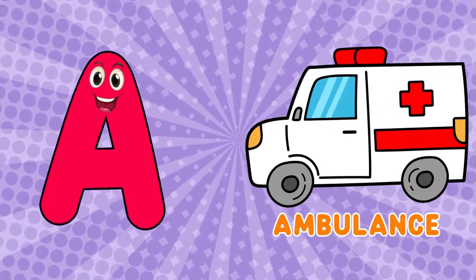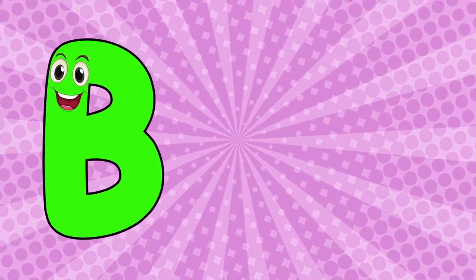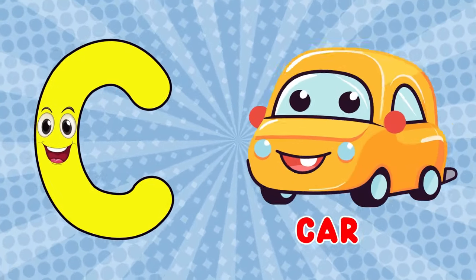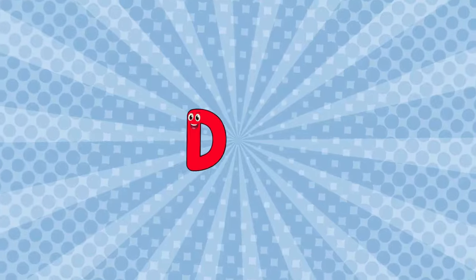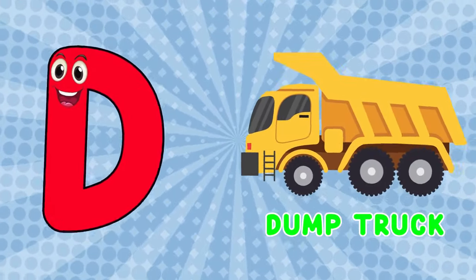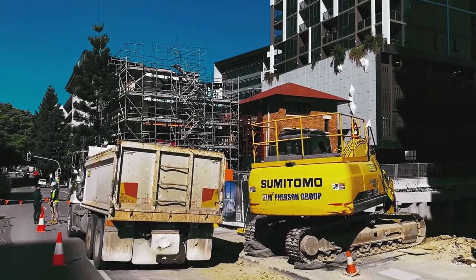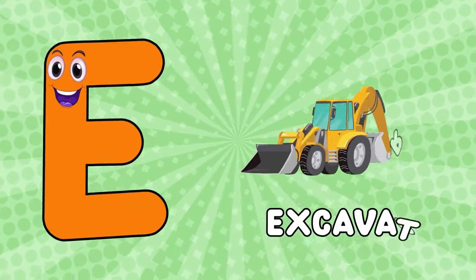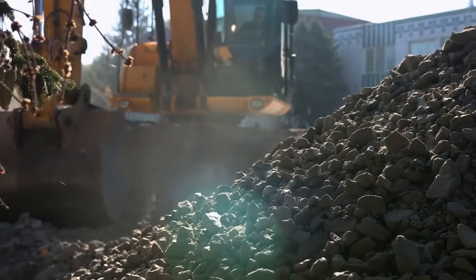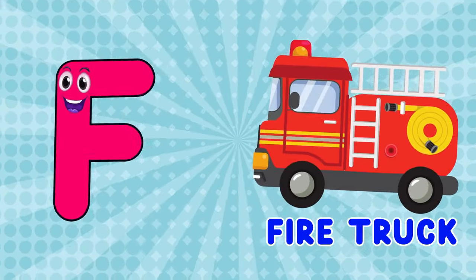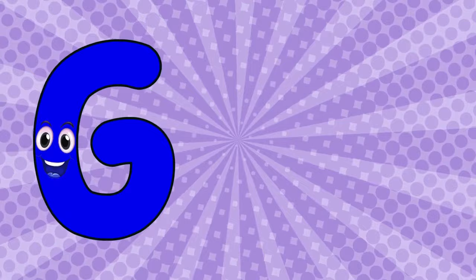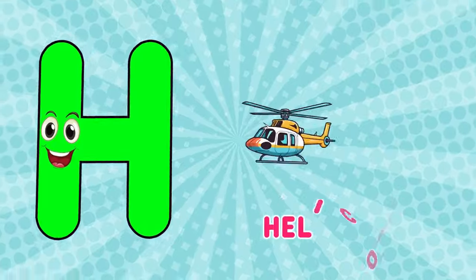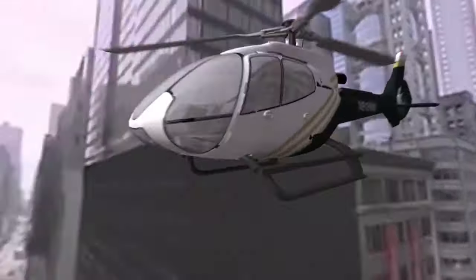A is for ambulance. A, a, ambulance. B is for bus. B, b, bus. C is for car. C, c, car. D is for dump truck. D, d, dump truck. E is for excavator. E, e, excavator. F is for fire truck. F, f, fire truck. G is for garbage truck. G, g, garbage truck. H is for helicopter. H, h, helicopter.